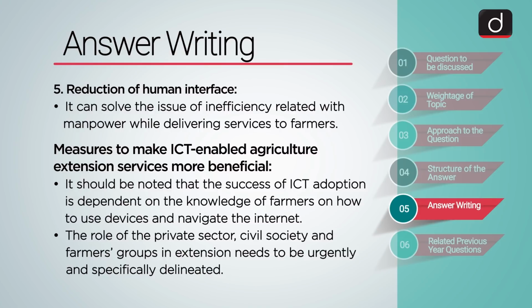Shifting to the last part of our answer. The last part will include measures to make ICT-enabled agriculture extension services more beneficial. It should be noted that the success of ICT adoption is dependent on the knowledge of farmers on how to use devices and navigate the internet. The role of the private sector, civil society and farmers groups in extension needs to be urgently and specifically delineated.